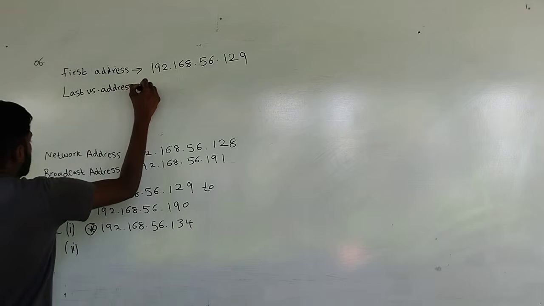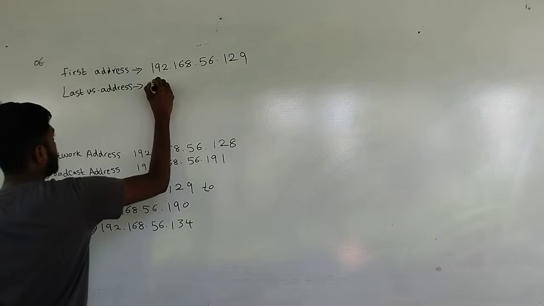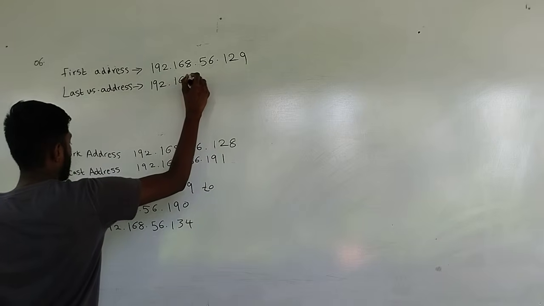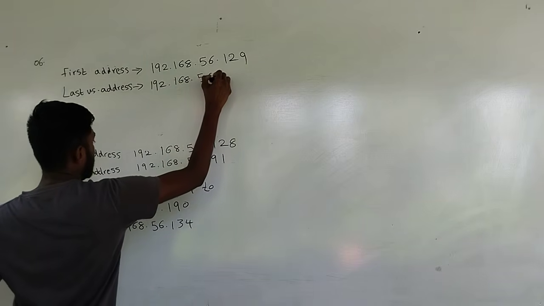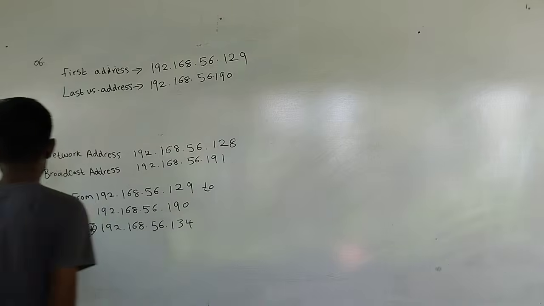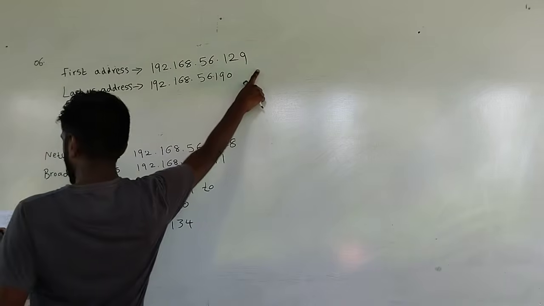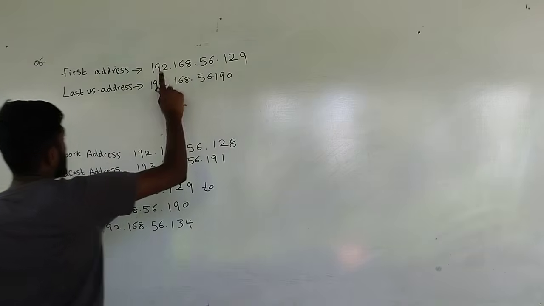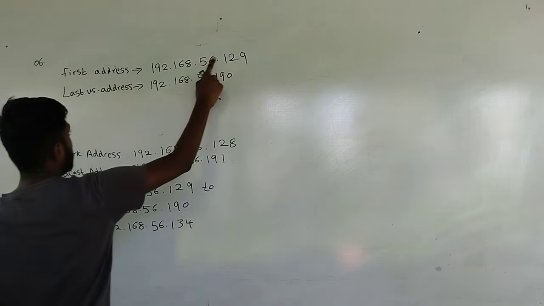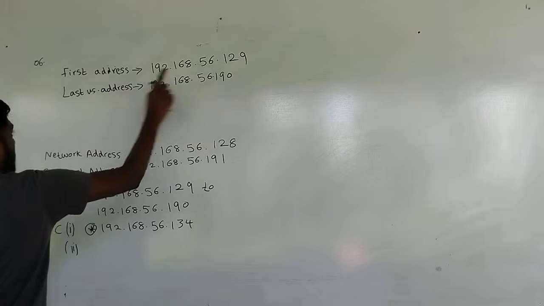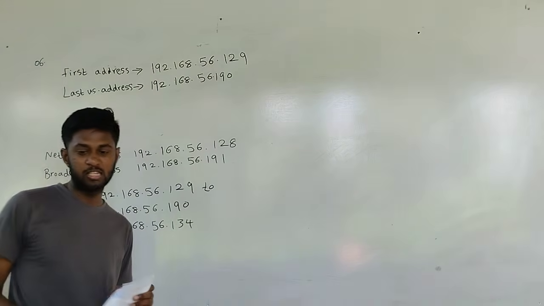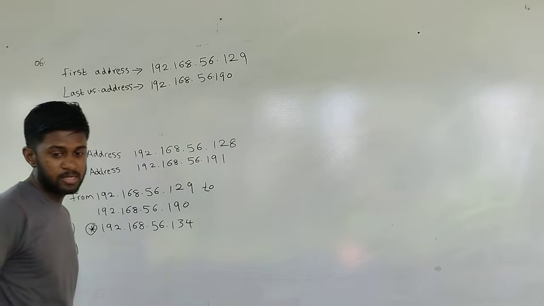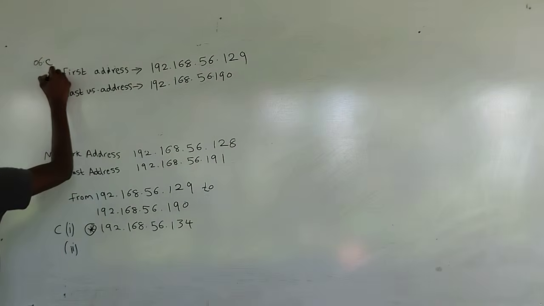So that is what, dear students, we have already found: 192.168.56.190. The first usable address is 192.168.56.129, and the last usable address is this, 192.168.56.190. We are done with that as well. Very easy. So the answer is C, the second one.